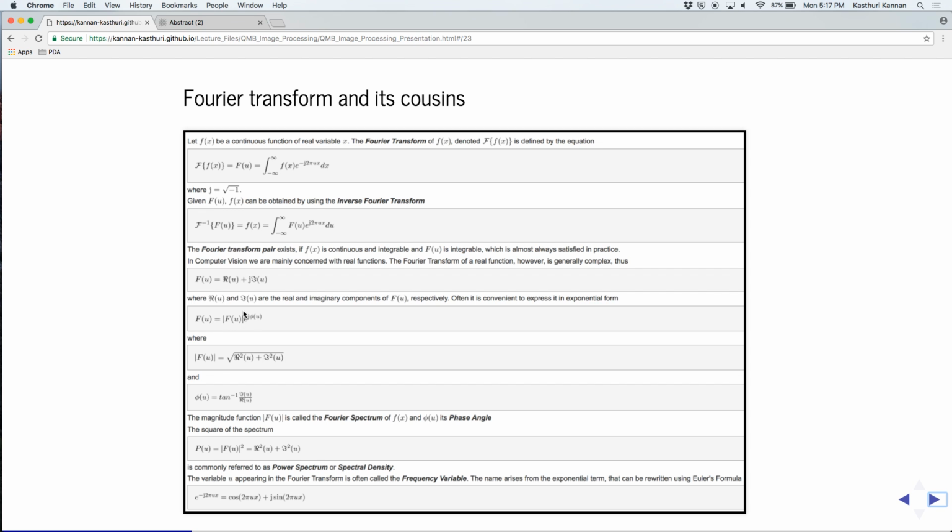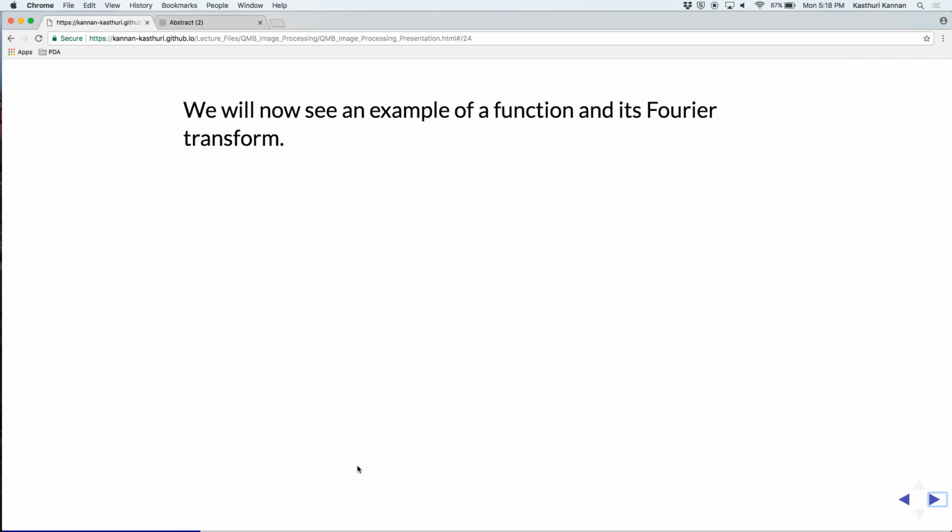We can write it as mod F of u times e to the power of i phi. So this is the magnitude, which is known as the Fourier spectrum, and this is the phase angle, and these have meanings. In general, the square of the magnitude is called the power spectrum, or the spectral density. And the variable u that appears in the Fourier transform is called the frequency variable. So this is a fundamental idea of what a Fourier transform is.